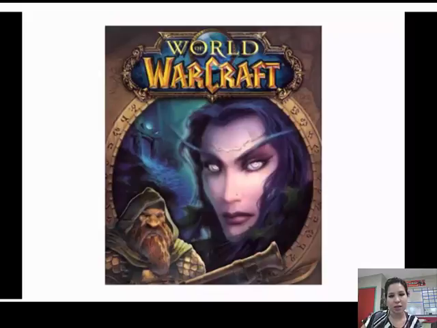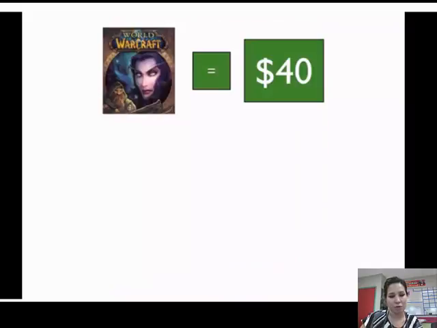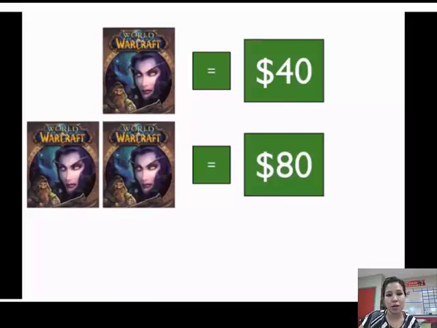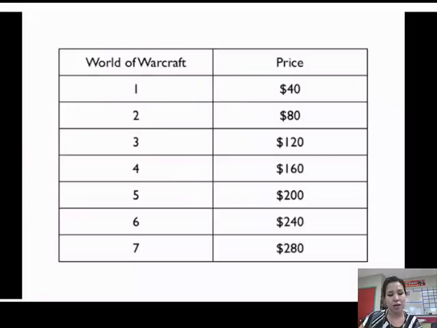Let's say that each game that you buy costs $40. So if we are buying a game for $40, then we'd have to think, well, how much would 2 games cost? If I'm going to buy 2 games, I would get another $40, so it would cost me $80. Now, if we did this in a table, this is kind of what it would look like. For one, it would cost $40, for two, $80, three, $120, and so on.